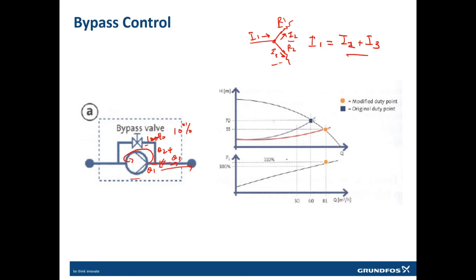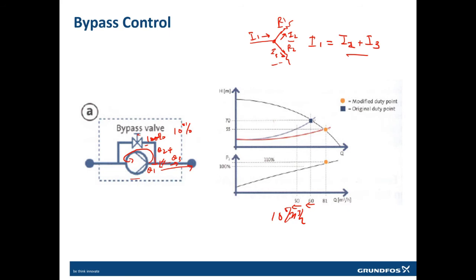So to improve, in my previous generic example, I'm going from 60 meter cube per hour to 50 meter cube per hour. To do that, I install a bypass and I open the bypass. So what happened? Some of the flow, in this case 10 meter cube per hour, goes back and does not go to the system.